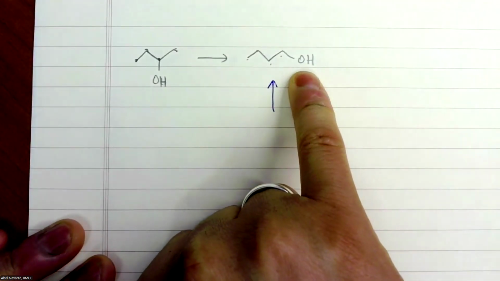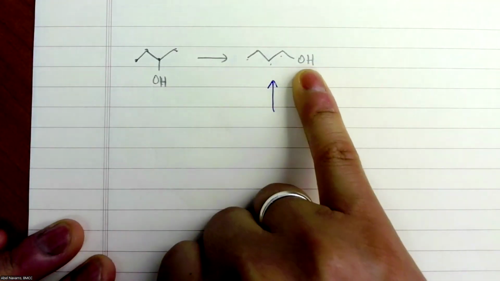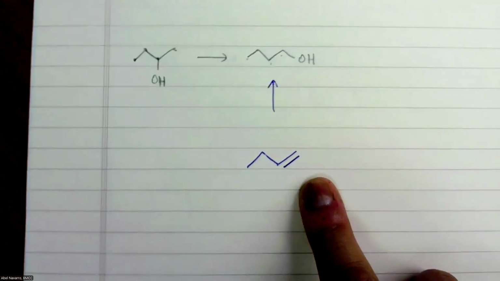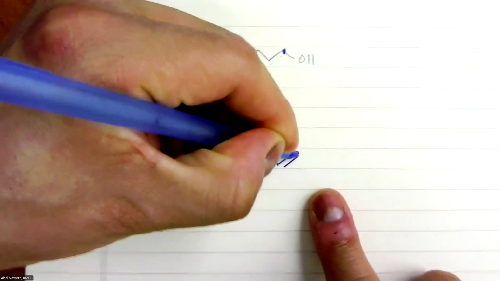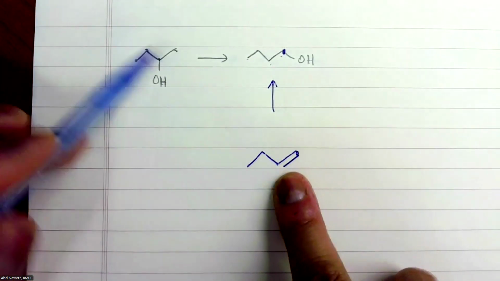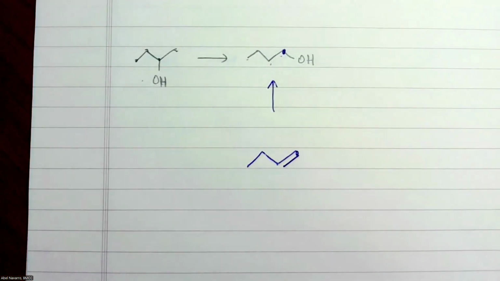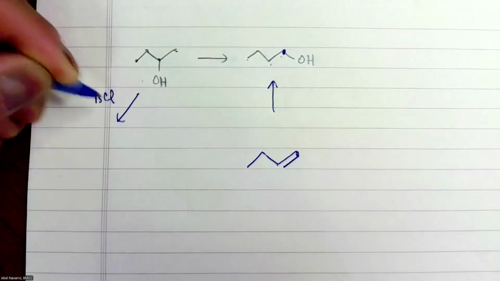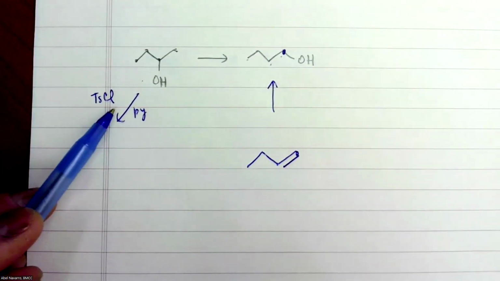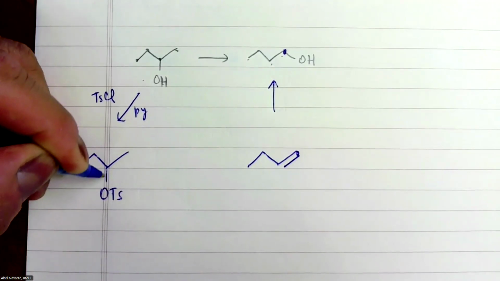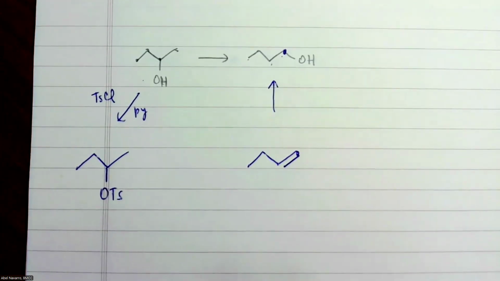Okay, OHs, I can make OHs Markovnikov or anti-Markovnikov. In this case, it's terminal OH. Therefore, it's an anti-Markovnikov. The OH used to be there. So this carbon is this carbon. Okay. Now, how do I make this alkene from this OH? Well, first I know that OHs are bad leaving groups. So to make it a good leaving group, I will use a reagent which is called tosyl chloride in pyridine. That tosyl chloride in pyridine will make my OH into an OTs, tosylate, which is a good leaving group.